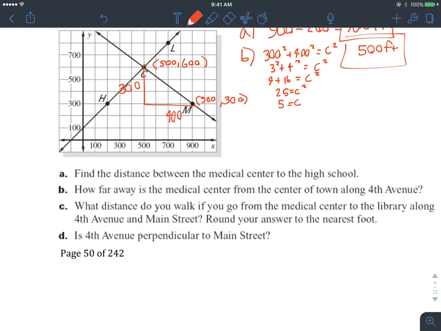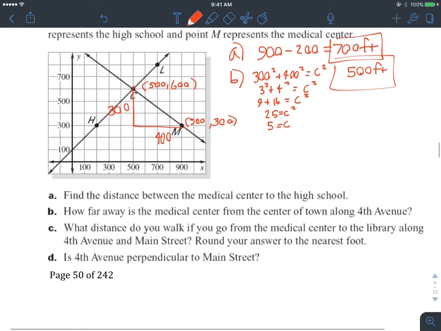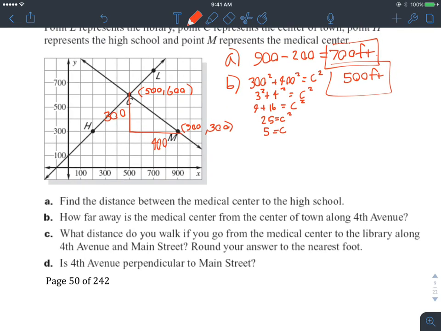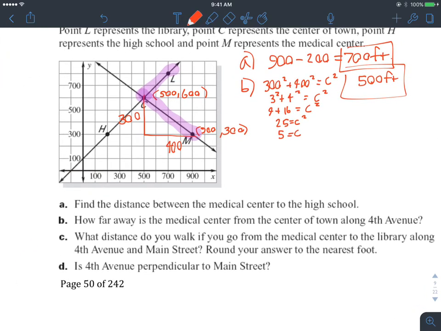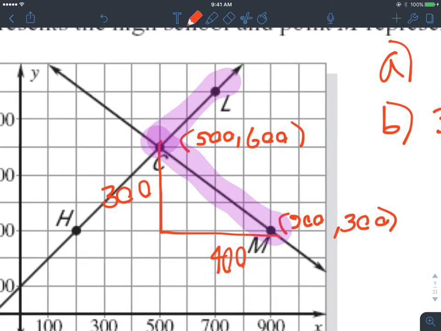Okay, what is the distance if you walk from the medical center to the library along 4th Avenue and Main Street? So let's see here. Main Street, that is HL. So I guess what we're going to do here is we're not going to walk the direct path. We're going to walk from M to C, and then you're going to go C to L. So essentially you're just doing 2 distances there.